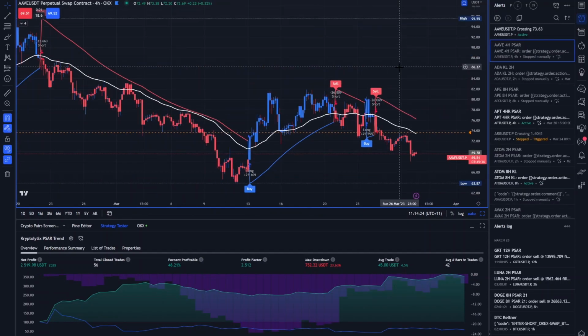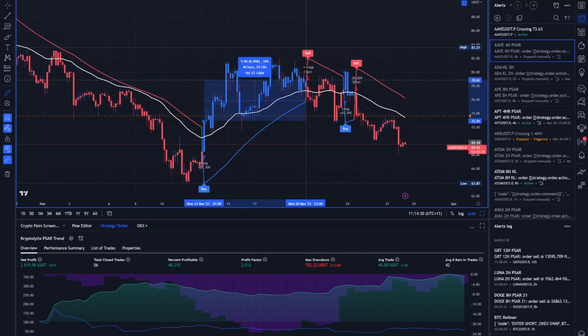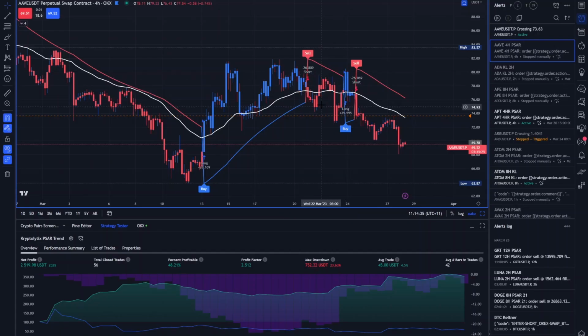If we quickly go through some of the other ones that I'm watching: the 4-hour PSAR with AAVE. That was a convincing break here, with some profit taken at the 10% mark. And we had the short here. We did have a long fake out here, and now we've got a convincing short here.